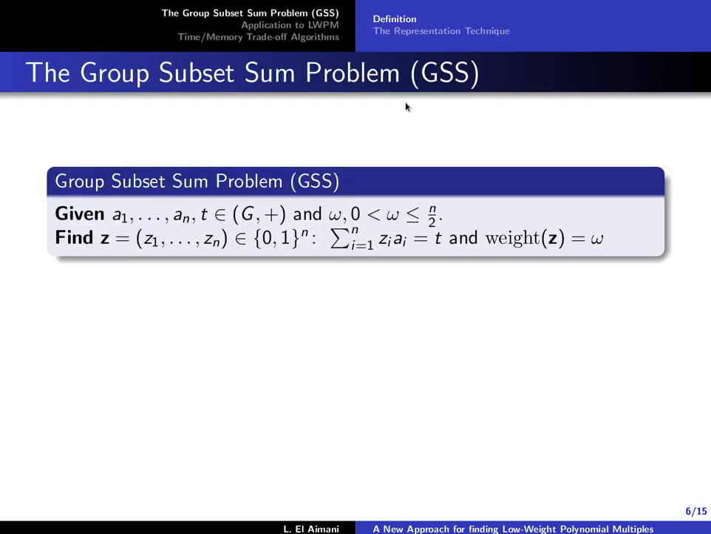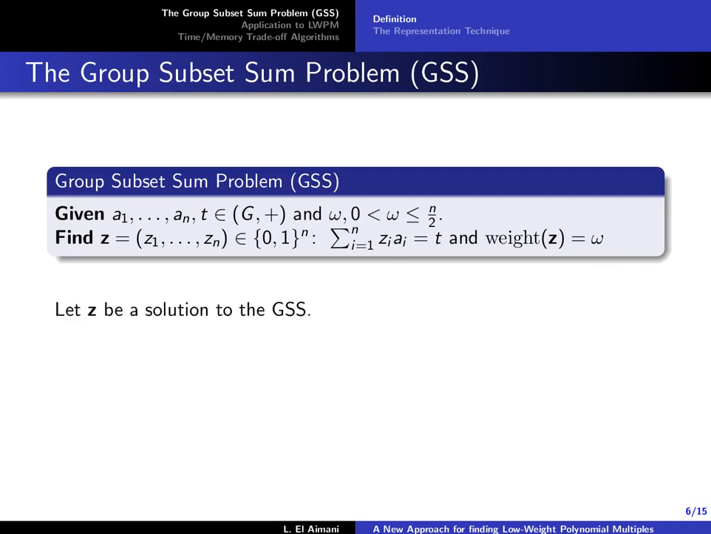The group subset sum problem. The group subset sum problem is defined as follows. Given elements A1 to An, and a target T from a group G denoted additively, and a weight omega, the goal is to find a subset of the Ai's that sum up to the target T, such that the weight of the vector of the coefficients of this sum is equal to omega.